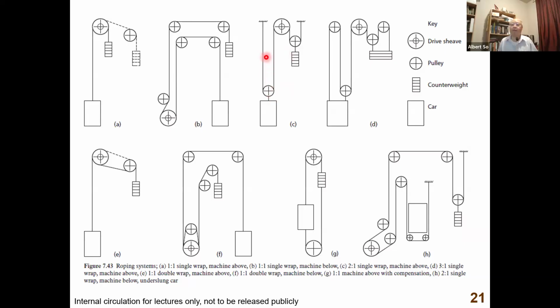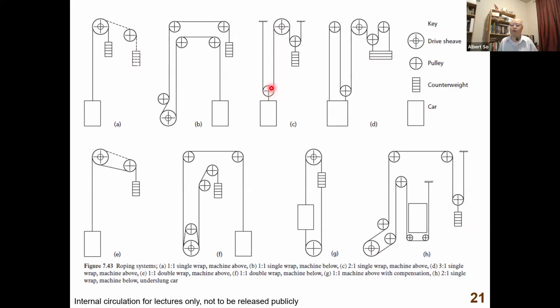Because the tension of the ropes here is the same as the force on the car. The tension of the rope here is the same as the force on the counterweight. But in this one, the force of the car is equal to 2 times the tension, because the tension along here is the same as tension along here. Why? Because this is also a diverter pulley. Diverter pulley has no friction, so it will not add force on the ropes.